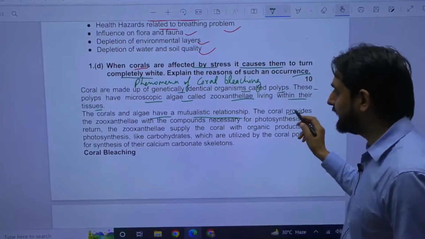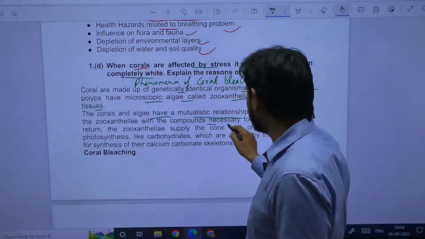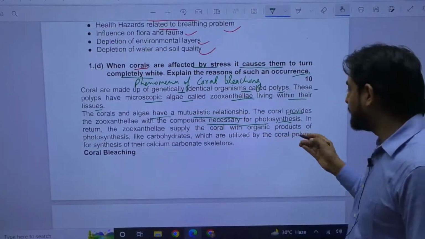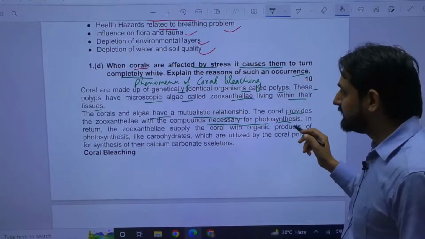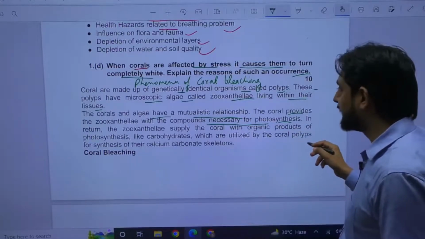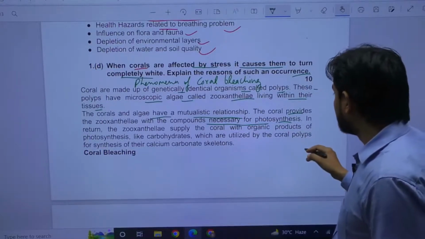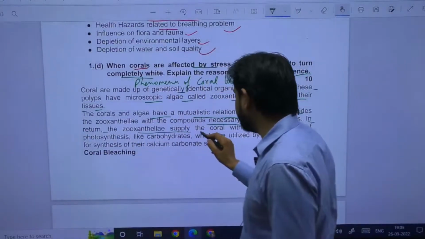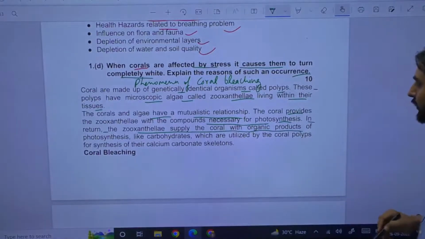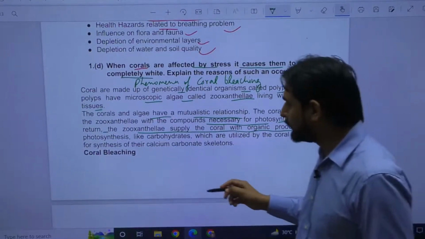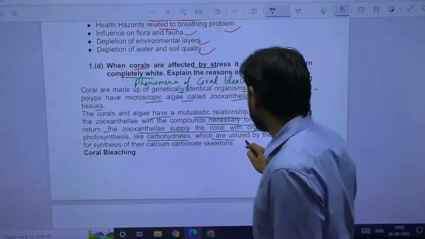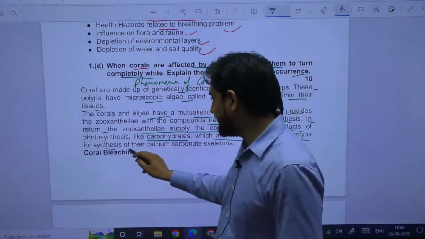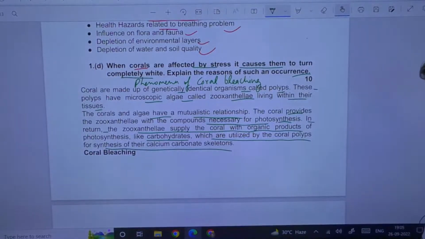Okay, coral provide zooxanthellae with the compound necessary for photosynthesis. With the help of coral, zooxanthellae can do photosynthesis. In return, zooxanthellae supply the coral with organic products of photosynthesis like carbohydrates, which are utilized by the coral polyps for the synthesis of their calcium skeleton.